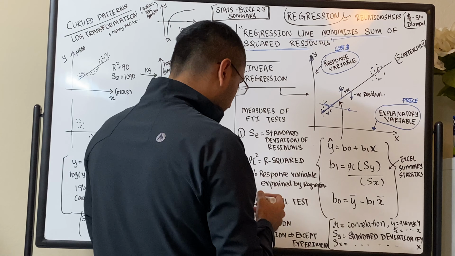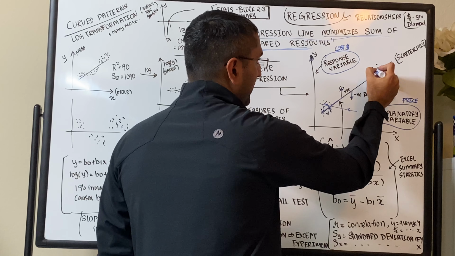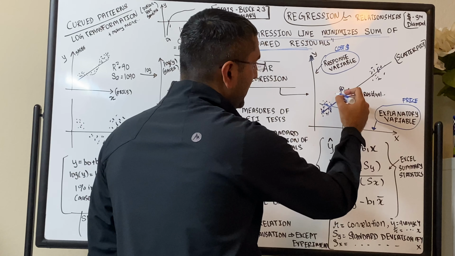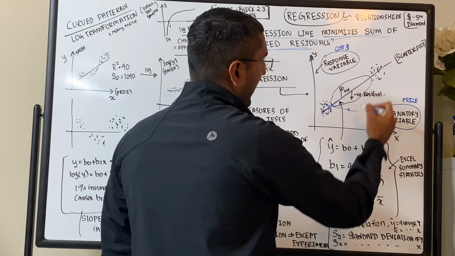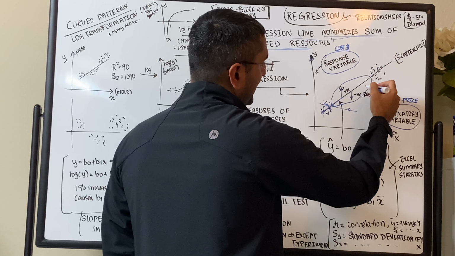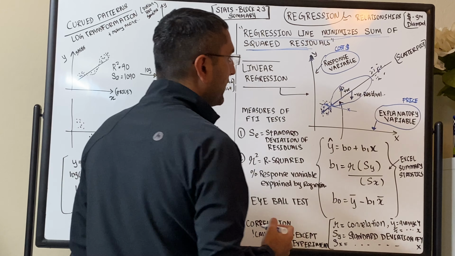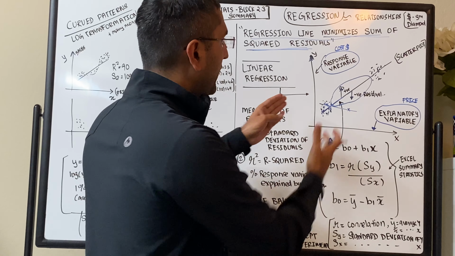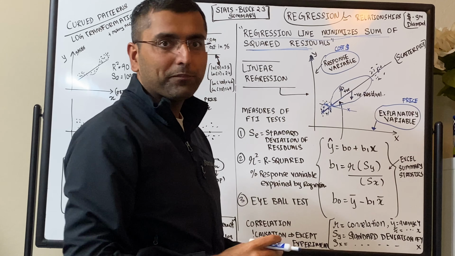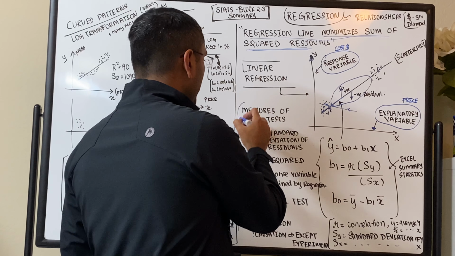So now, as you see, these are our data points. What do we see here? We see a big gap here, right? We see a big gap here. And then we see that, hey, there's some clustering here and some clustering here. So we want to know whether our regression actually has a good fit. And so we need measures of fit.